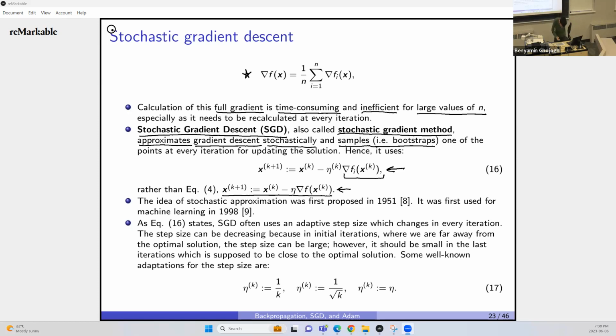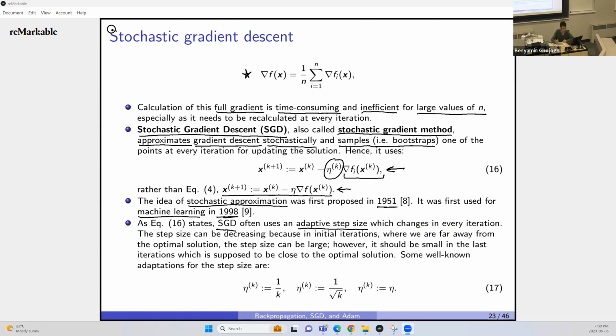So the idea of a stochastic approximation: stochastic, as I said, is like random. Don't be afraid of this name. It's just random, and not random is deterministic. A stochastic approximation was first proposed in 1951, and see how old it is. It was first used for machine learning in 1998, references 8 and 9. As equation 16 states, SGD often uses an adaptive step size which changes in every iteration.